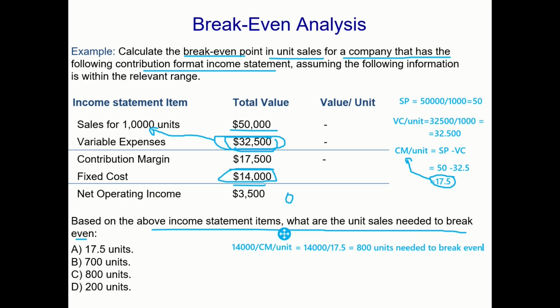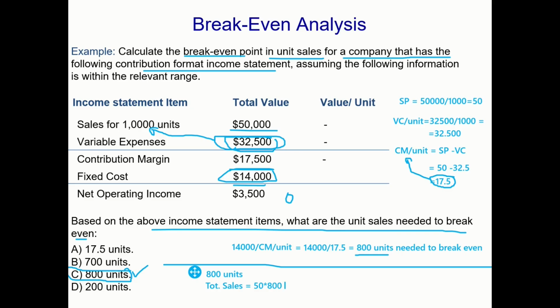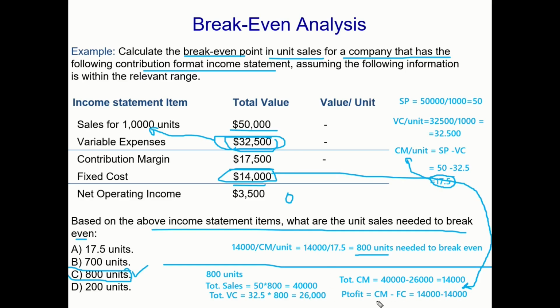Now, once I find the 800 units, I can prove it to myself if I want to, which I will. So if I take 800 units times $50, let's do the math, that's going to give me sales of $40,000. 800 units times $32.50 is going to give me variable expense of 26,000. 40,000 minus 26,000 equals 14,000, minus 14,000 of fixed cost gave me my break-even point of 0.